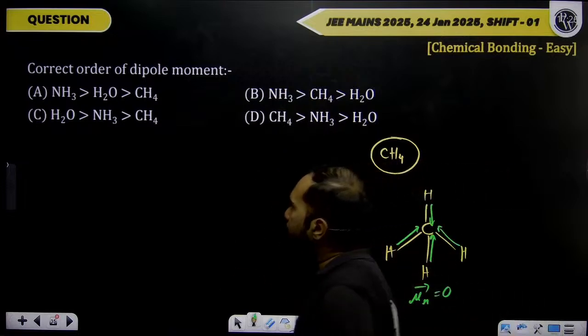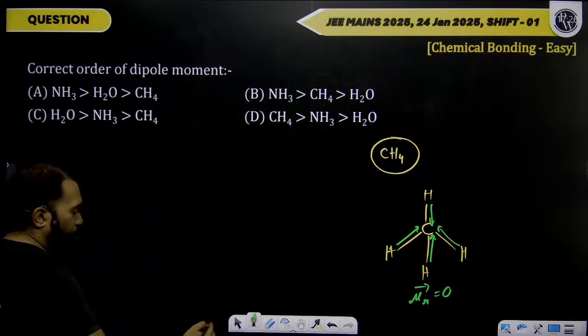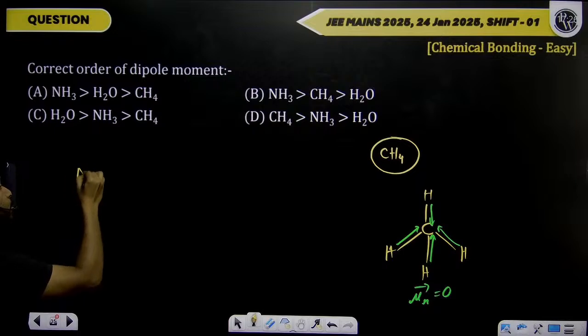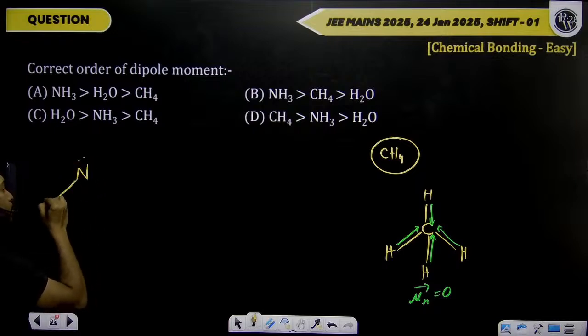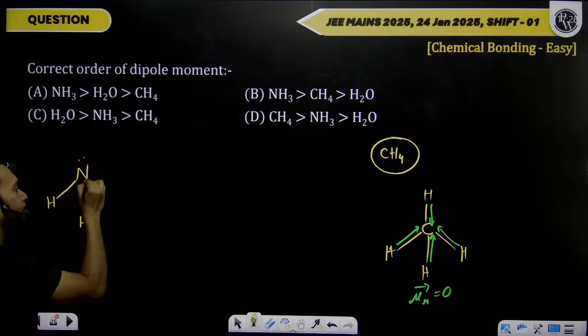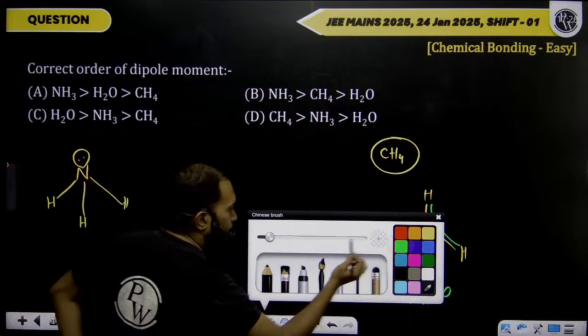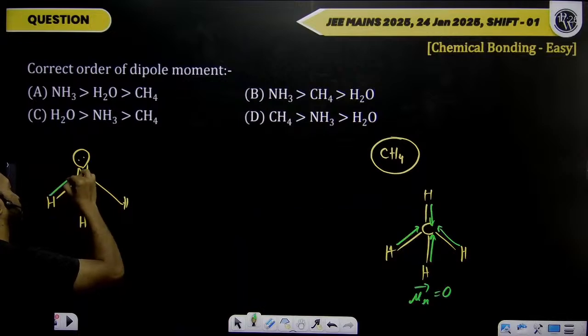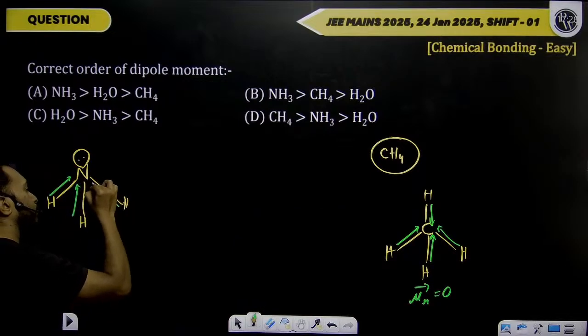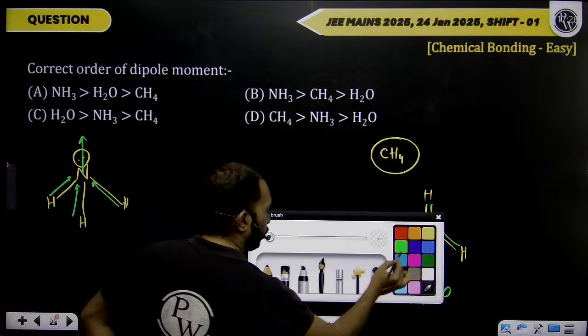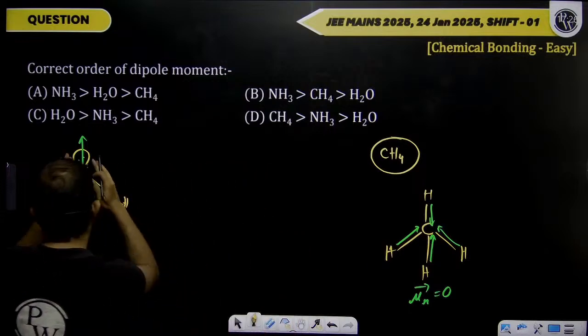Now look at the other 2 compounds which are given: ammonia and water. Okay, now let's make the structure. Ammonia, the hybridization of nitrogen is sp3. The shape of ammonia is like this. If we talk about the direction of dipole moment, N to H, N to H, N to H, and then there will be one more dipole towards this lone pair. All the dipoles are pointing towards the same direction.